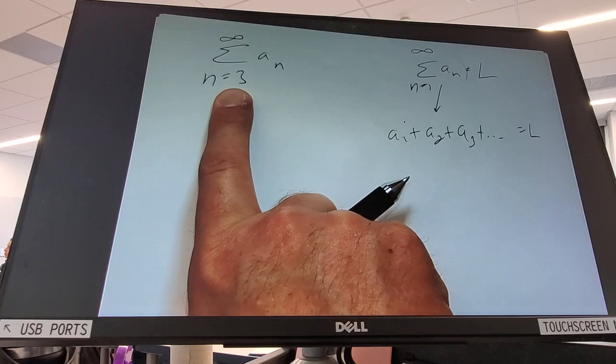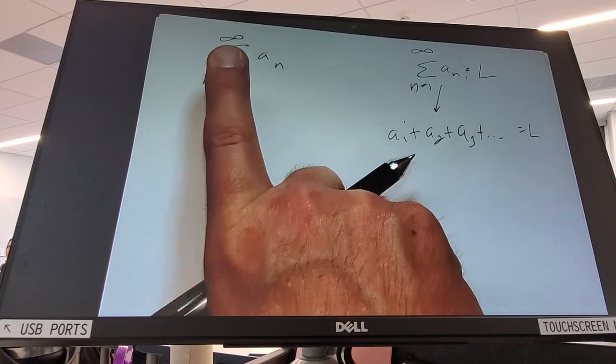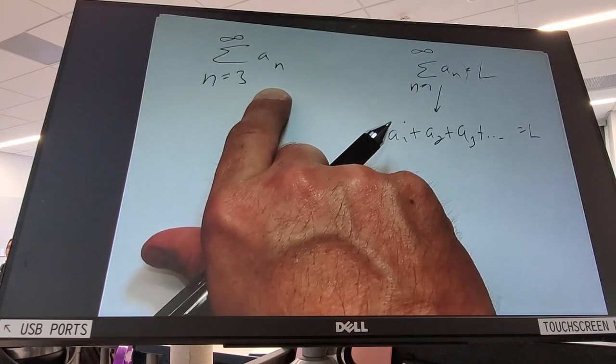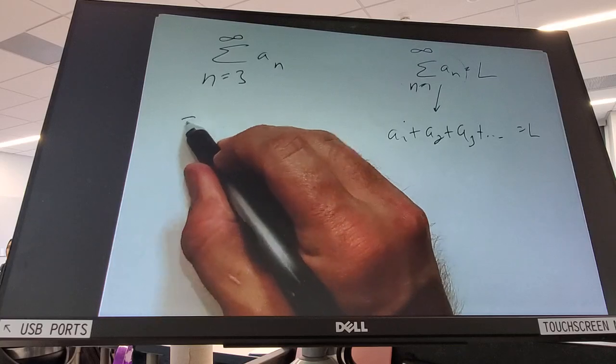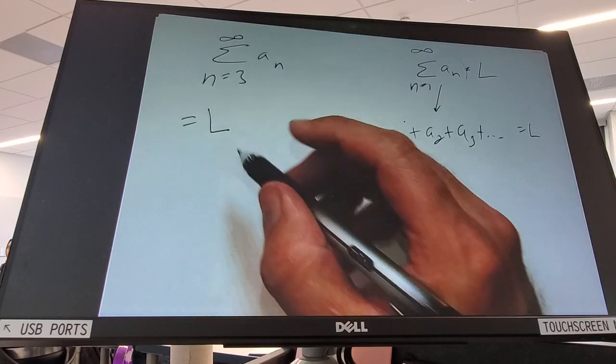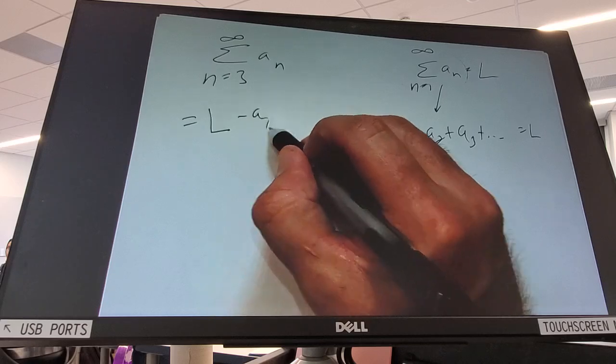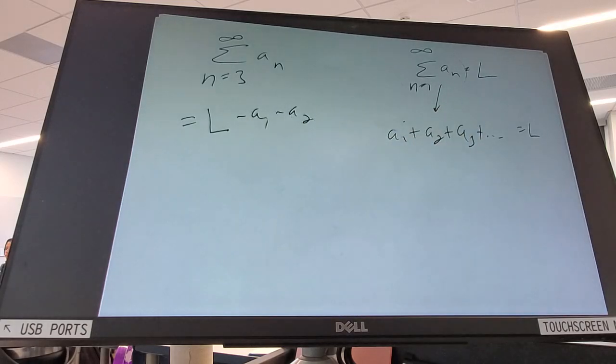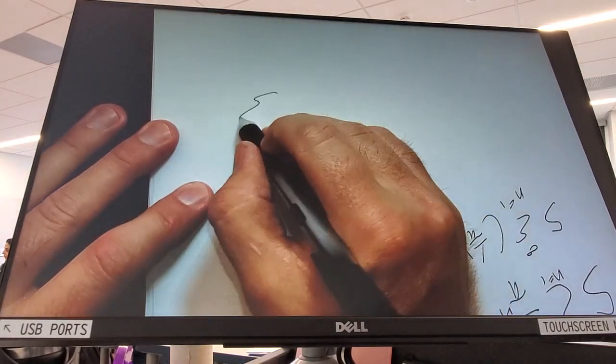Where does this one start? A3. So what is this one missing? So this would be L. This is not equal to L, is it? It's equal to L minus A1 minus A2. So I can have a situation where I just need to take the first couple terms out. Nothing changes inside. So a better way to show this is, let's say I have this.